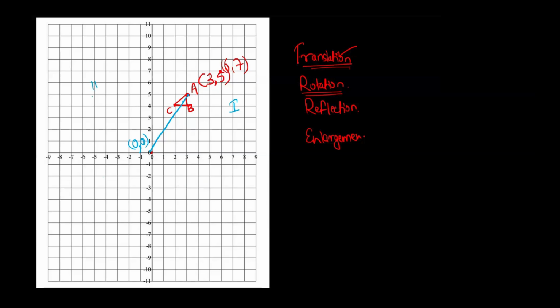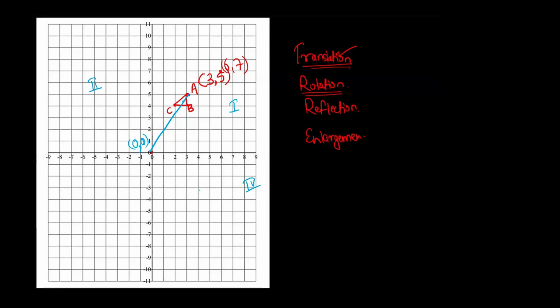This is the second quadrant. I said 90-degree clockwise, so the fourth quadrant, right? This is how we name the quadrants, isn't it? So it will go in the fourth quadrant. So the coordinates of point A were 3, comma 5. So what shall be the coordinates of the new point?